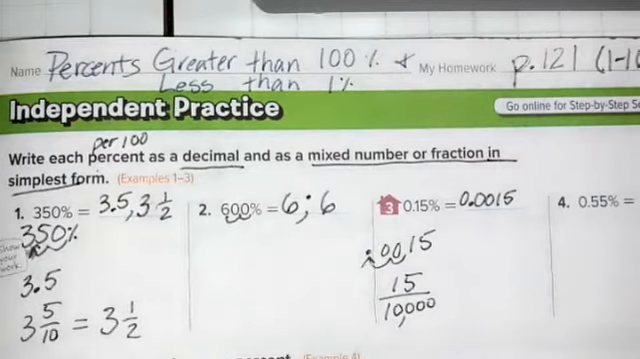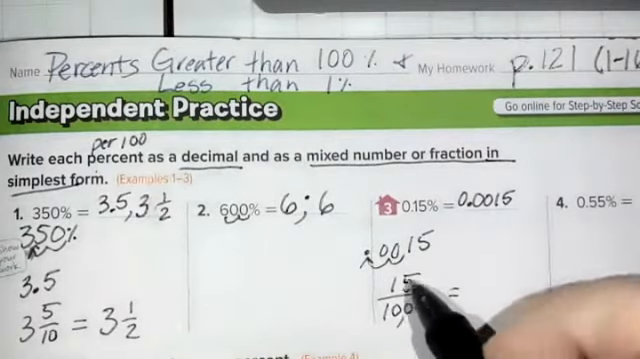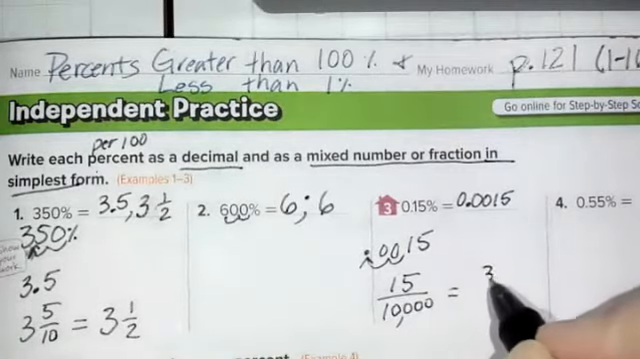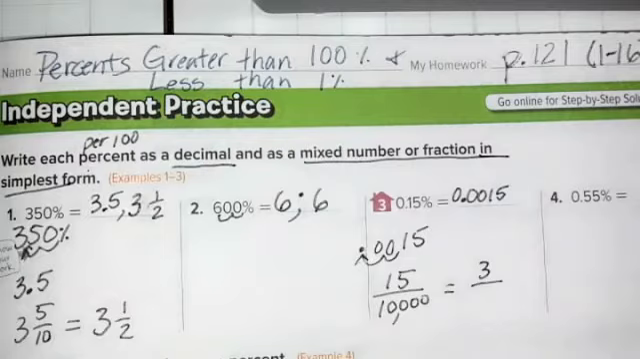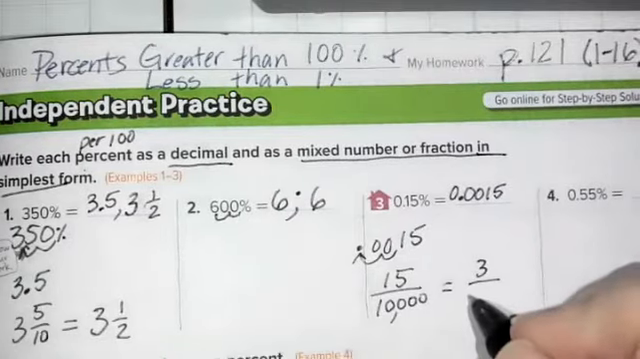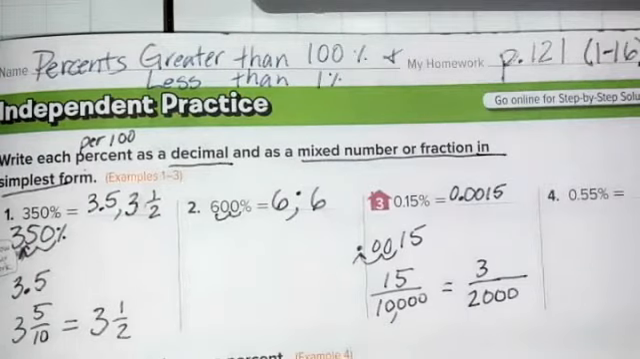I know that the greatest common factor of 15 and 10,000 is 5. They're both divisible by 5. So when I divide the numerator by 5, 15 divided by 5 is 3. I divide the denominator by 5. 10,000 divided by 5. Well, 10 divided by 5 is 2. So 10,000 divided by 5 is 2,000. So my answer is 3 2,000ths.